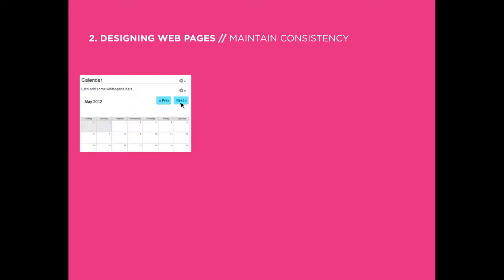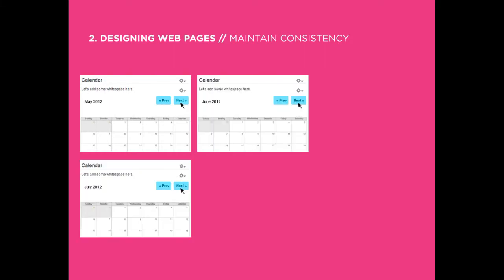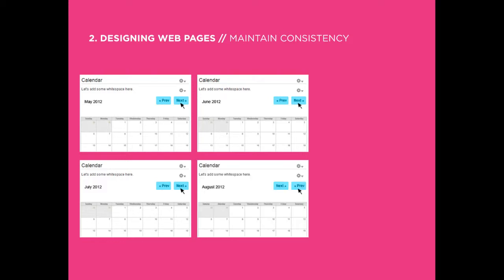Maintain consistency. In this example, we're looking at the calendar and we're going to click on the next button that is situated at the top right corner, and we're moving from May to June to July, always clicking on the next button, always on the top right corner, until we reach August, and then the next button is replaced by the previous button. So we haven't really maintained consistency here. This is uncomfortable. Using the same convention over again helps users learn the purpose of the same thing.